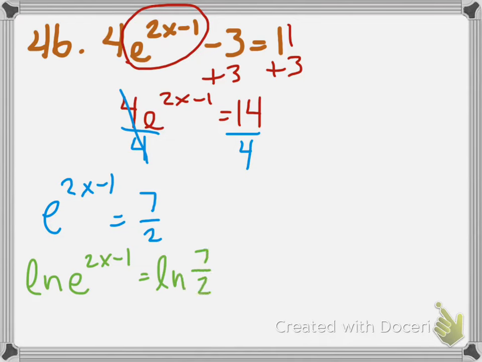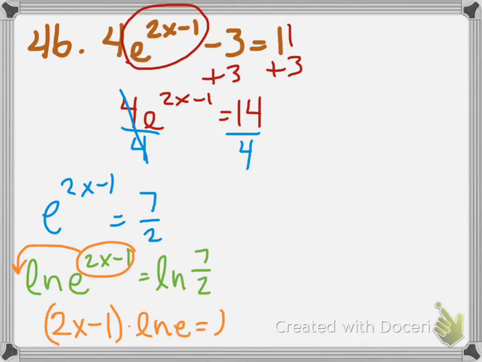So whenever I take the natural log of e, what happens is my exponent is going to move out to the front, because that's the power rule for logs. So I get 2x minus 1 times the natural log of e, and that equals the natural log of 7 over 2. Whenever I take a log with a base that matches the exponential base, so natural log, base e, and an exponential base e, it equals 1. So I can replace natural log of e with 1. So now my problem is a lot simpler because I don't have an exponent anymore. I have 2x minus 1 equals the natural log of 7 over 2.